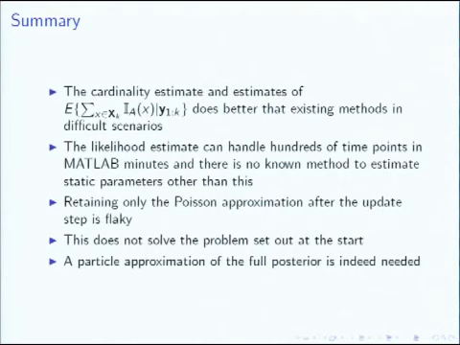So these are the plus points. The bad points are that retaining the Poisson approximation after the update step is not ideal, and this does not in any way solve the problem. It's not the problem we set out at the start, very ambitious: we're going to do filtering for spatial point processes. We haven't really done it. It's just a very modest step in that direction. What's indeed needed is a particle approximation of the full posterior. Maybe not in all scenarios, but in some scenarios we actually need it. That's the essence of the talk. Thank you.